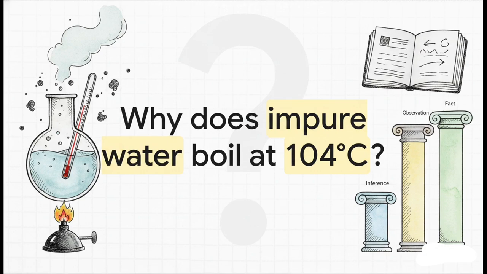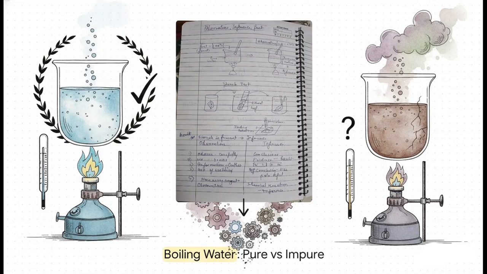Well, to solve this mystery and explain it to a classroom full of super curious kids, we need to understand our 3 pillars. Let's break down this experiment and see how it all connects. Just take a look at this handwritten sketch. Over on the left, we've got pure water on a burner with a very clear note: fact, 100 degrees Celsius fixed. We know this is absolute truth.